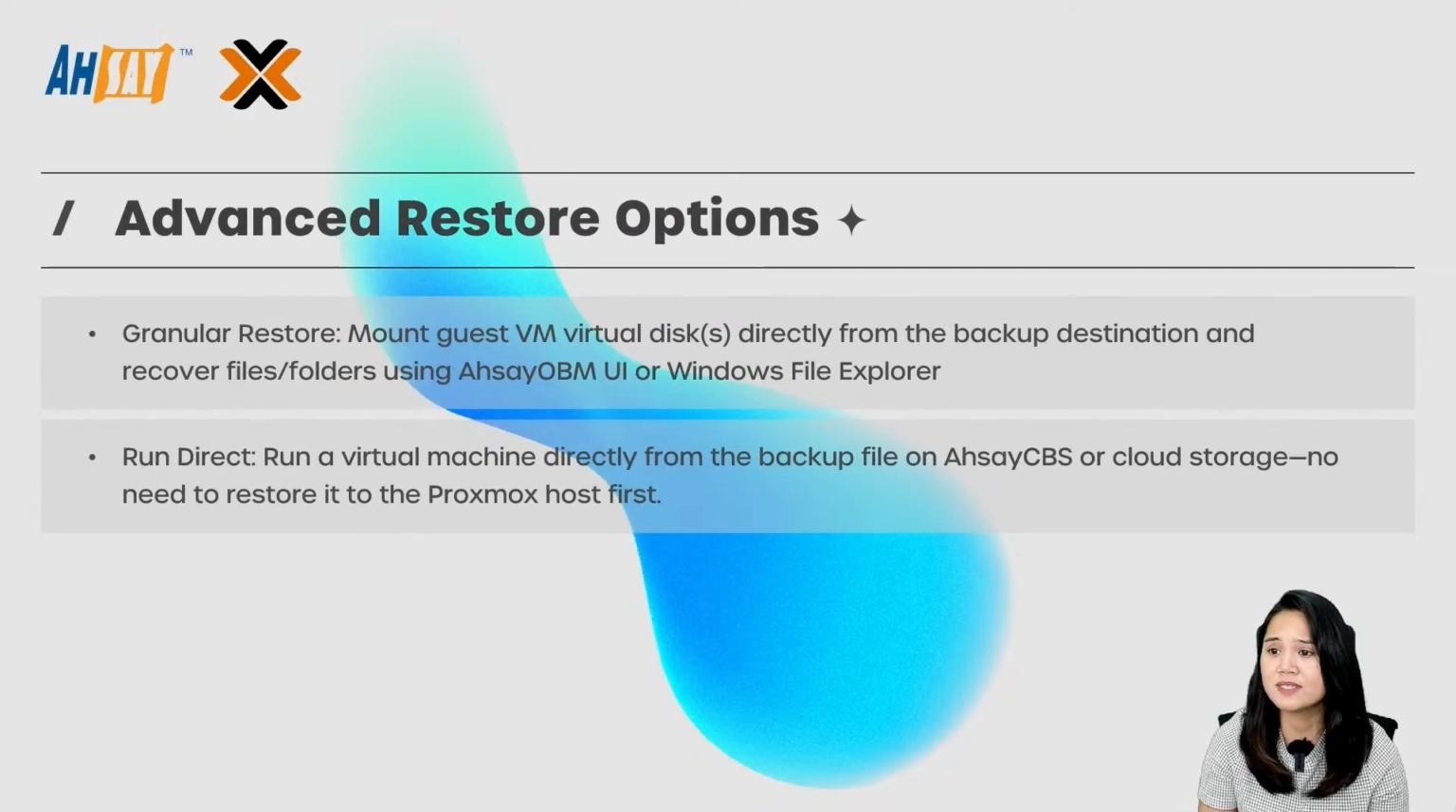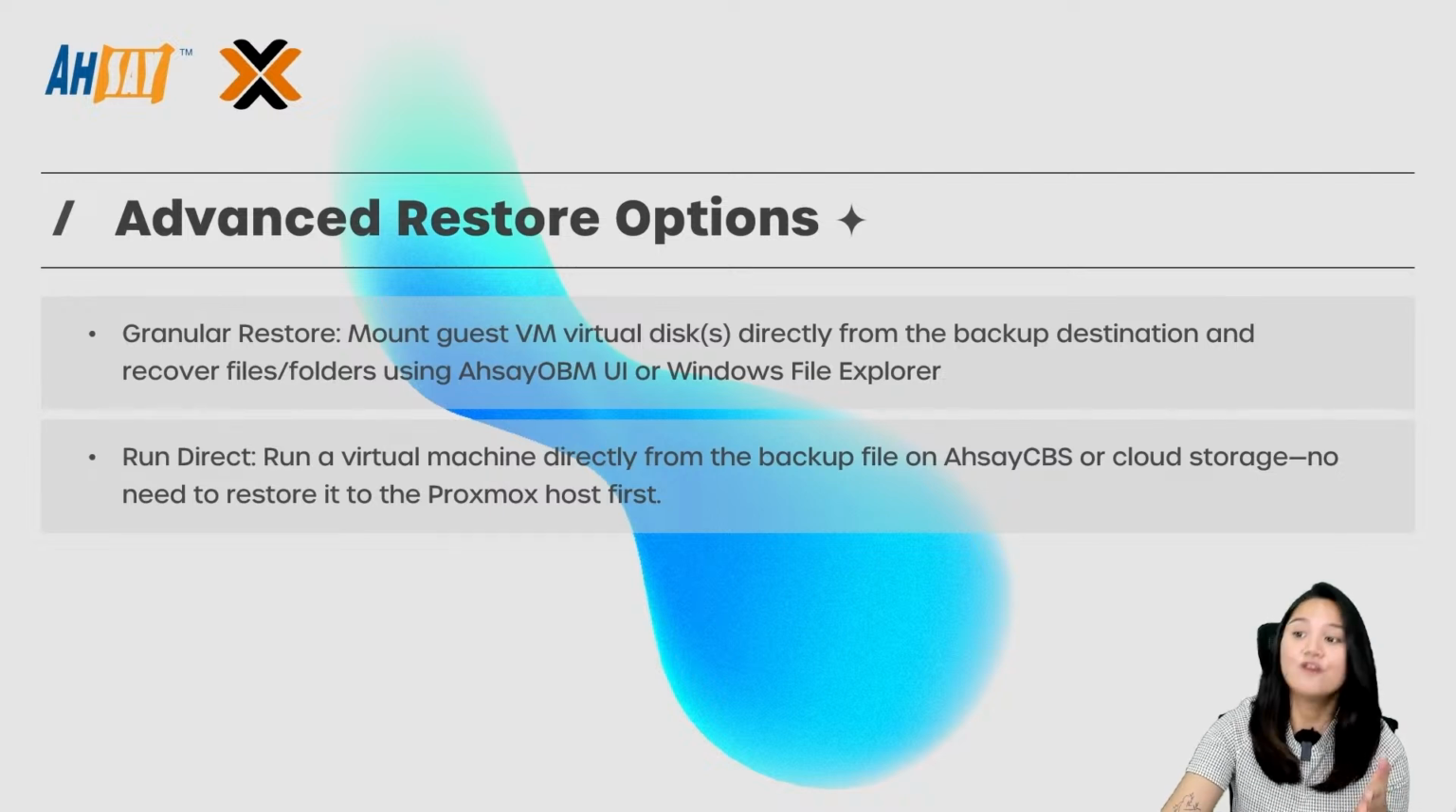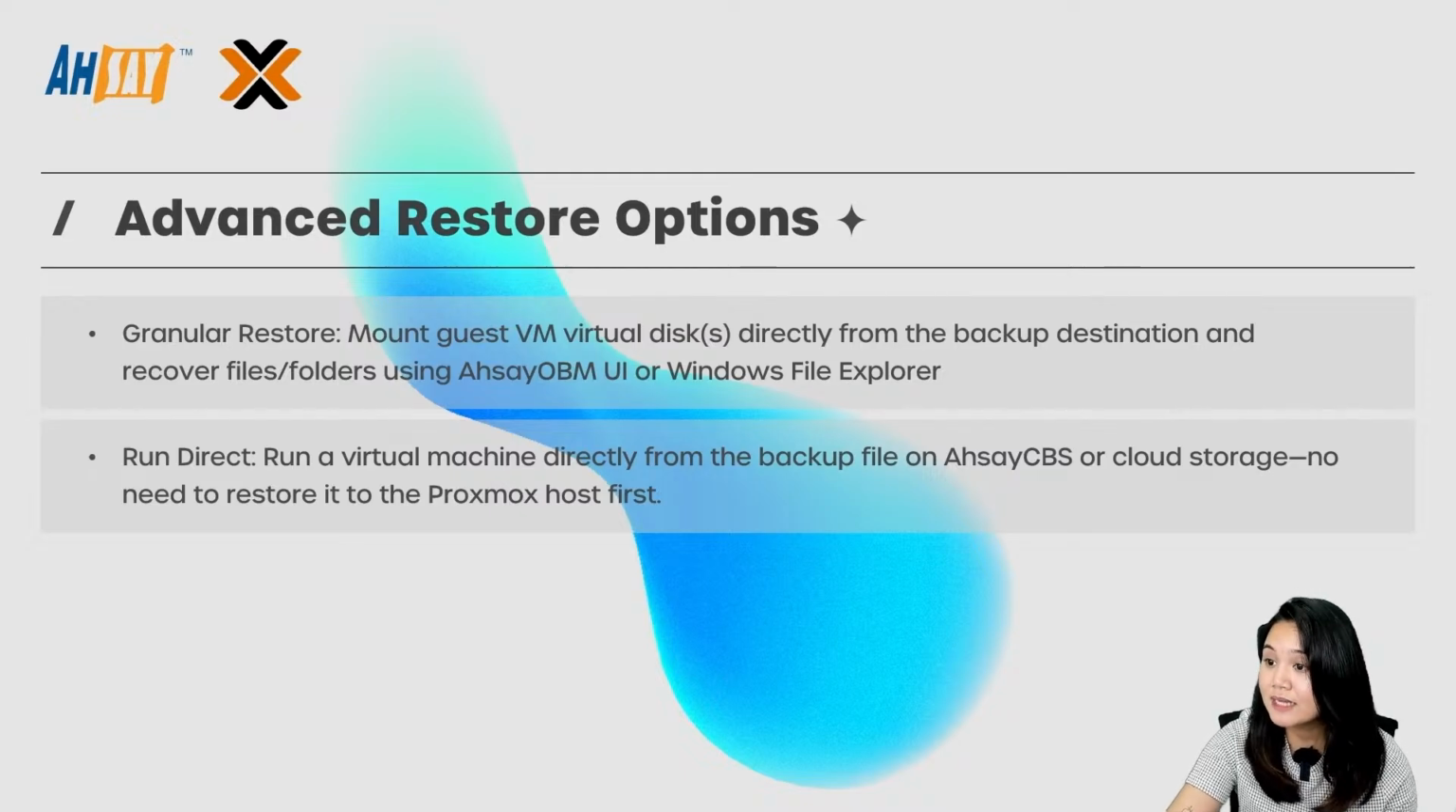Moving on to advanced restore options, designed for even greater flexibility and speed. First, there's Granular Restore, which lets you mount guest VMs or guest VM virtual disks directly from the backup and recover specific files or folders using the Ahsay OBM interface or Windows File Explorer.